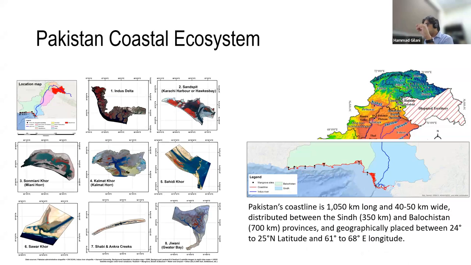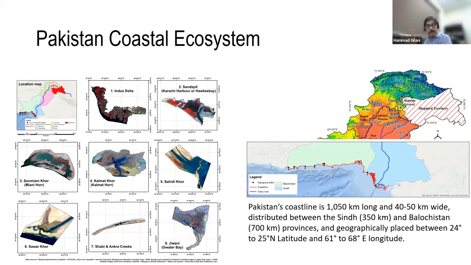So if it starts from the eastern side in India and the western side is Iran, its stretch is around 1,050 kilometers in terms of the length, and in terms of the width, 40 to 50 kilometers. In between, a number of areas are hotspot areas. Hotspot, when I say, means in terms of the Ramsar sites, in terms of some areas where migratory birds are coming, frequently visiting Pakistan's coastal area.